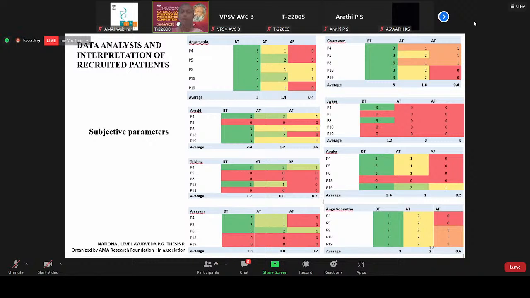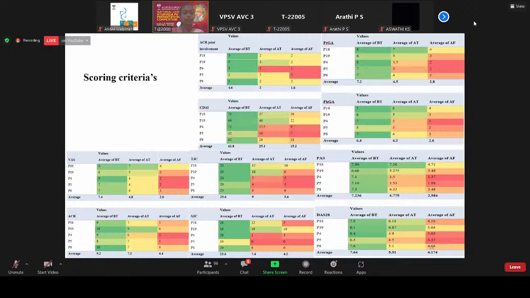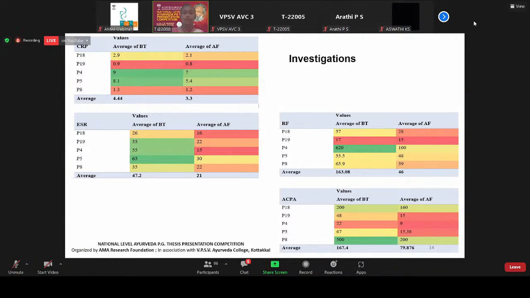Similarly, Aruji, Trishna, all the Amavata Lakshana have been represented using heat maps. Similarly, the scoring criteria like visual analog scale, ACR joint involvement, ACR criteria, clinical disease activity index, total joint count, swollen joint count, physician global activity, patient global activity, patient activity scale, disease activity scale 28, and the investigations like CRP, ESR, rheumatoid factor, and ACPA also.